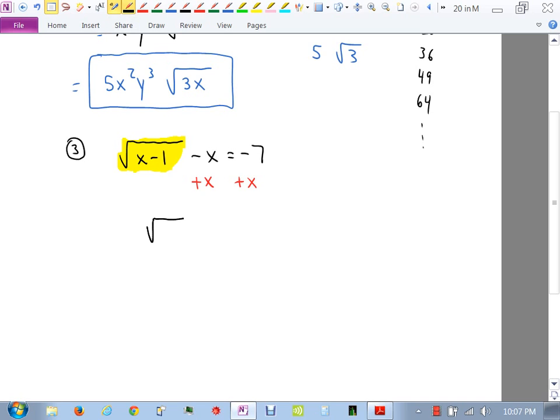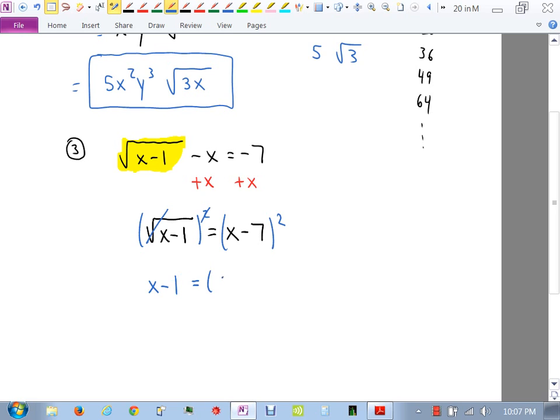That leaves me with the square root of x minus 1 on the left side. On the right side, I have x minus 7, because you can't combine those together, so just x minus 7. Now, once you've isolated the root, you square both sides of the equation. So I take the left side, I square it. Take the right side, I square it. When I square the square root on the left side, the square and square root cancel. I'm left with just x minus 1.